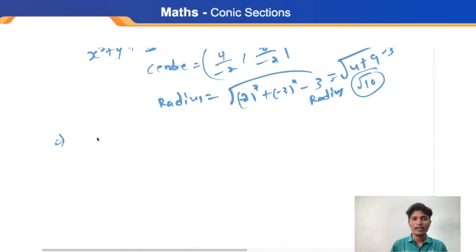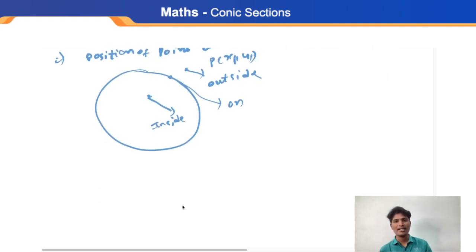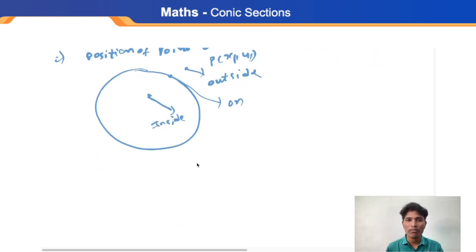Let's come to the important thing, that is the position of a point with respect to a circle. If this is a circle and this is the point P(x, y), where can the point be placed? The point can be at 3 positions: it is outside, it is on, or it is inside. Yes, the point can be situated at 3 different positions, that is inside point, outside point, and on point.